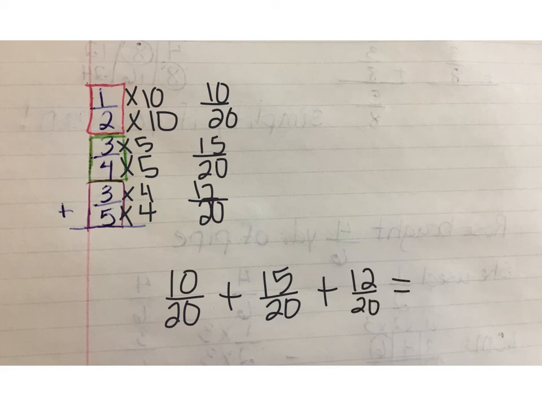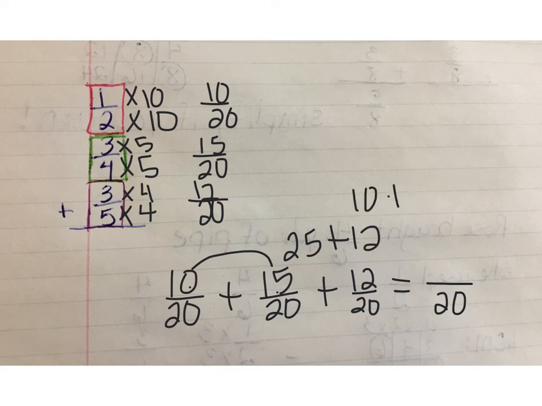So then I'm going to keep the bottom number the same. It doesn't change how many pieces they're cut into. I have 10 plus 15 plus 12. Well, 10 plus 15, I now have 25. So I'm going to take 25 plus 12. Well, 12 can be broken into 10 and 2. So I like to work with 10s. They just make really good sense to me. 25 plus 10 is 35, and 35 plus 2 is 37.